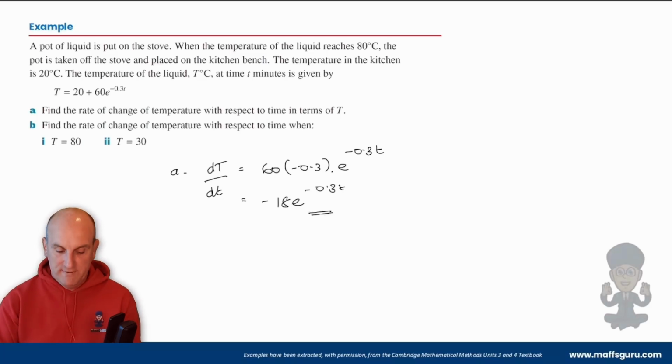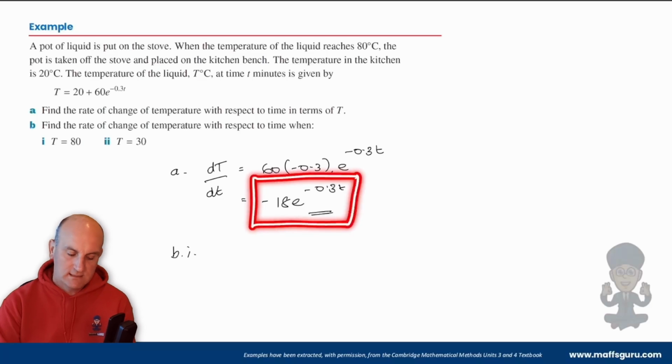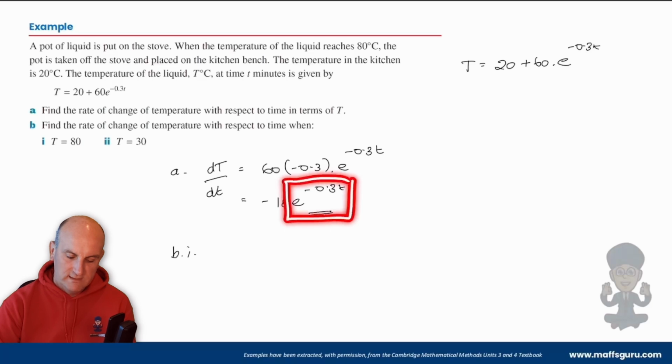Now, moving on to part B. Oh, this was tricky. All right, B part 1. What we notice is we've been given our values in terms of capital T, not little t. Because here's a problem. My dT by dt here is actually in terms of my little time. So is there a way I can actually get this in terms of capital T? Well, if I know that capital T is given by 20 plus 60 e to the minus 0.3t, we know that we've got e to the minus 0.3t here.